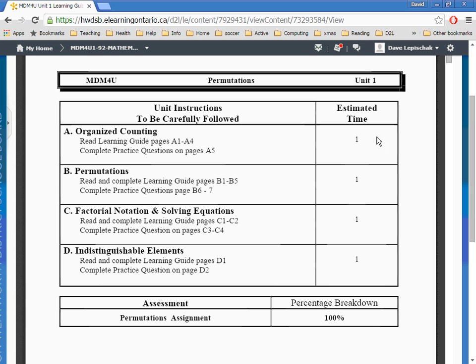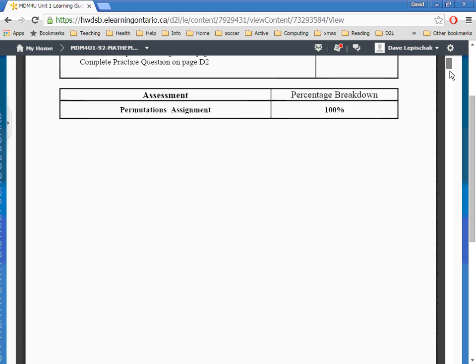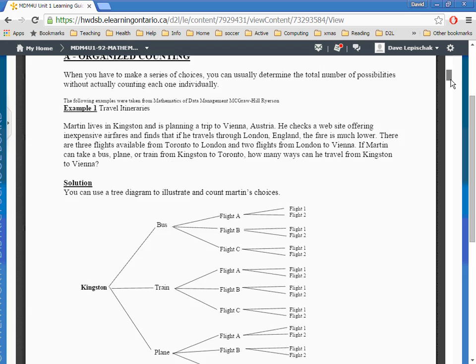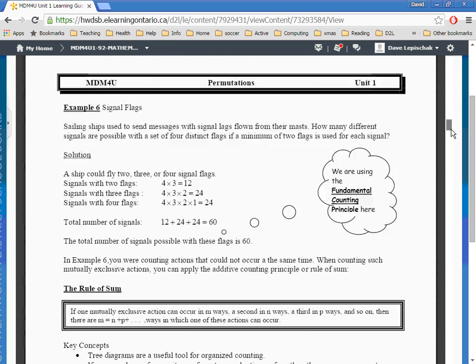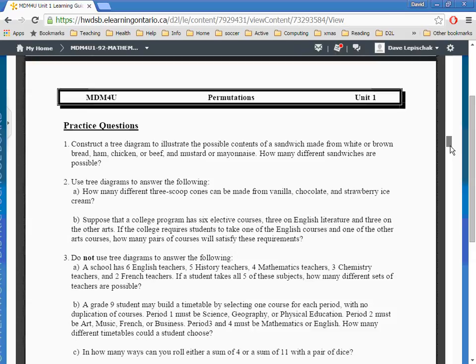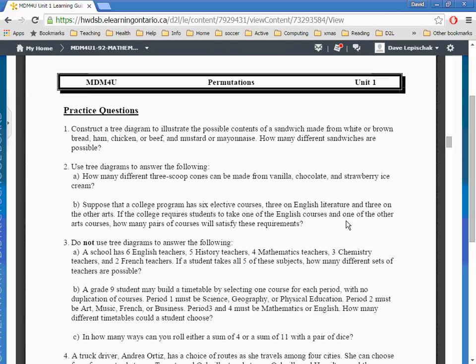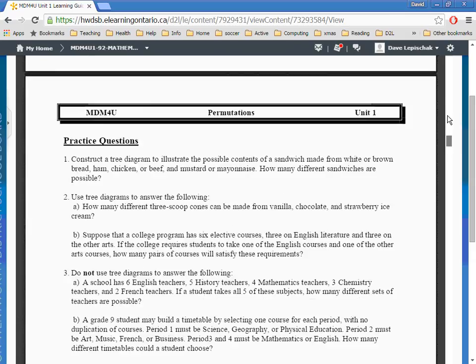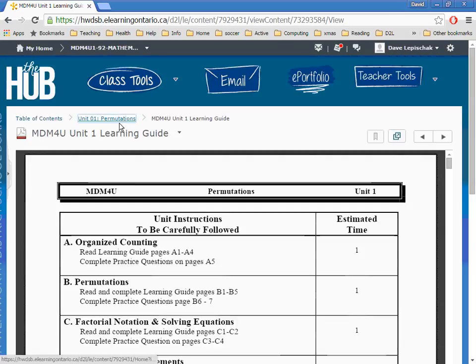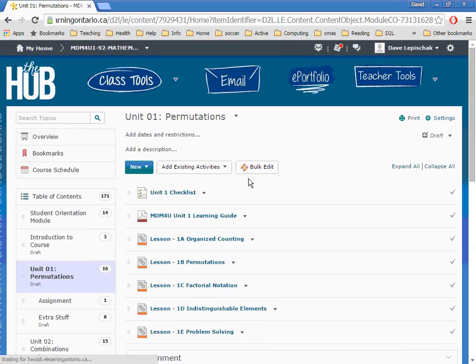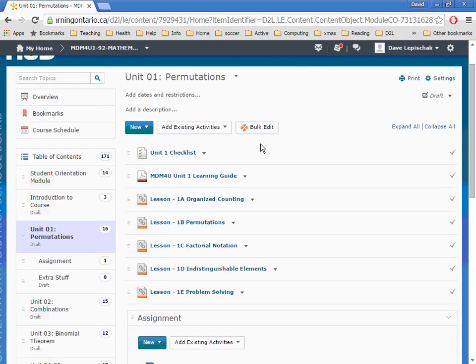So when you're on the topic of organized counting, it says that you should read Learning Guide pages A1 to A4. So you just kind of come down and you start reading and you follow the examples along like that. And then if we get to the end of the section here, there's some practice questions that you can work on and check your answers at the end. Okay. So probably what I would do, and if we go back here, I would probably download that, maybe even print that off, or you can work on using the electronic version, however you like.